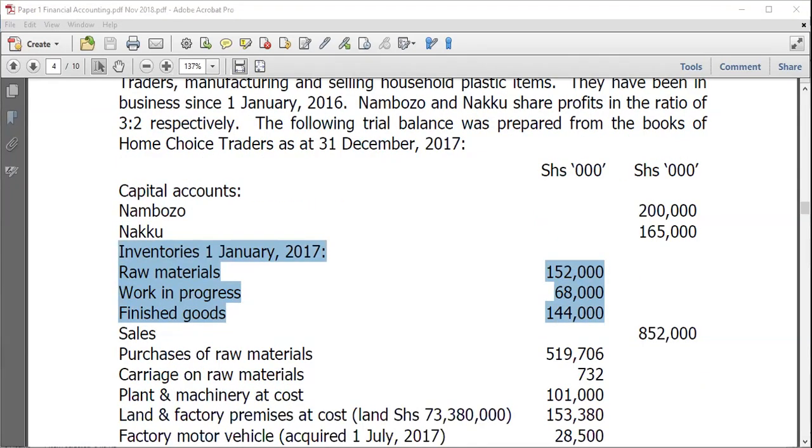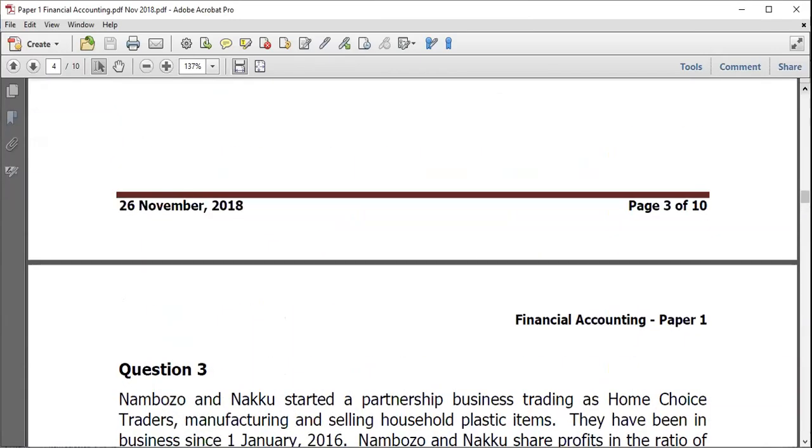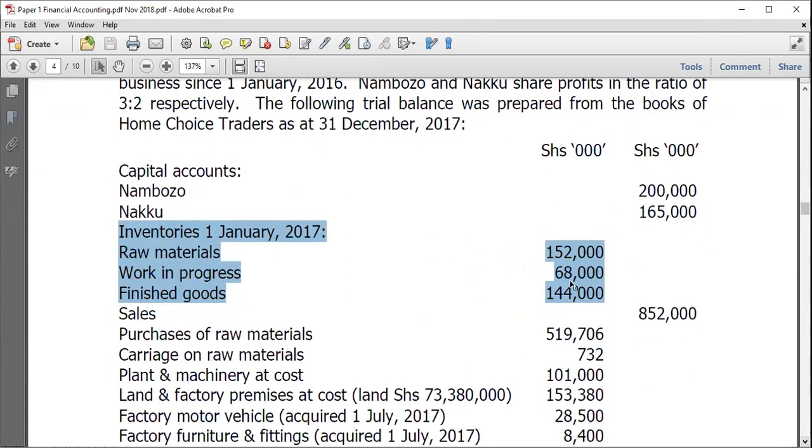This is a paper from November 2018, and for those that are following this live, I've shared this question within the chat box. You can download it. Okay, so let's continue. So that's what we basically have.